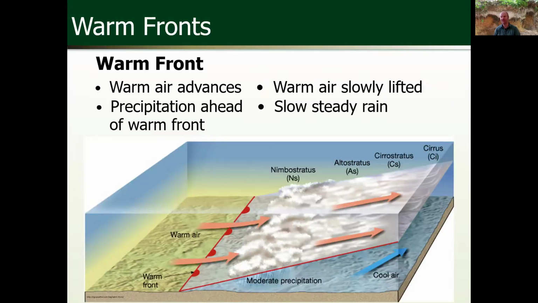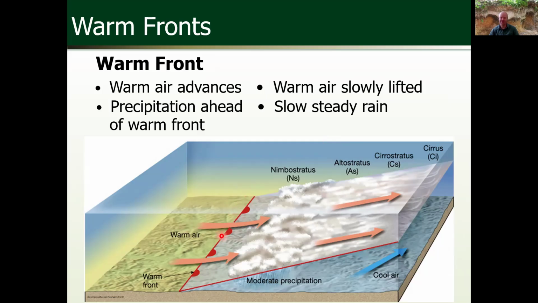All right, so now into frontal uplift, we'll compare both warm fronts and cold fronts. A warm front is when a warm air mass is advancing more rapidly and overtaking a cold air mass out in front of it. When this happens, the warm air rises up slowly and gradually over the cold air mass, and you have slow, steady rain occurring in front of the front.